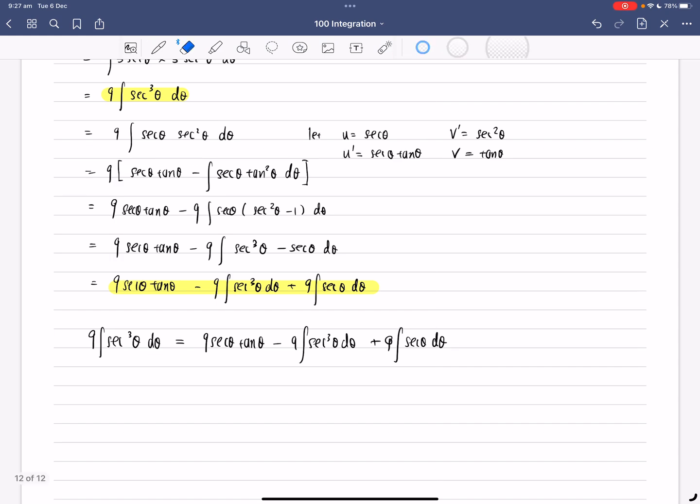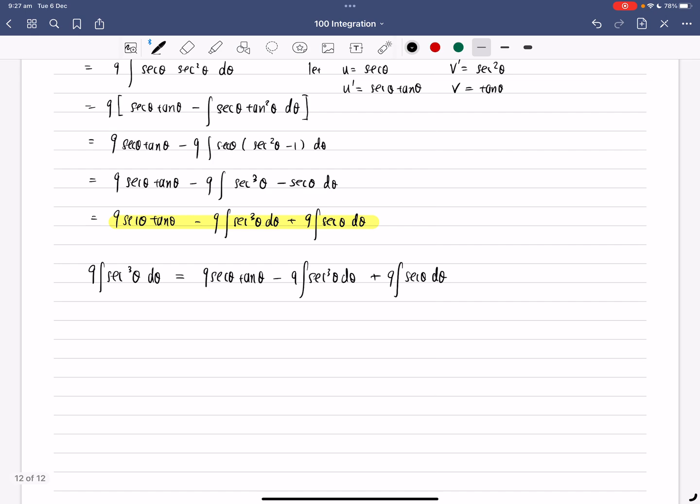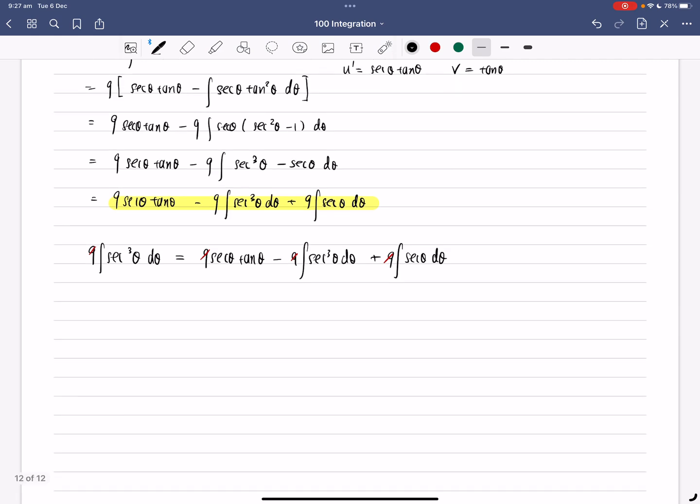Now, if you look at this one here, each of the terms has a 9 attached to it, so we can probably just get rid of the 9. I don't need the 9 to be here, so let's just remove all the 9s. Okay, so we now get to this point. Then we can move this term over to that side. We should be able to get 2 lots of the integral of sec cubed theta d theta is equal to sec theta tan theta plus the integral of sec theta d theta.